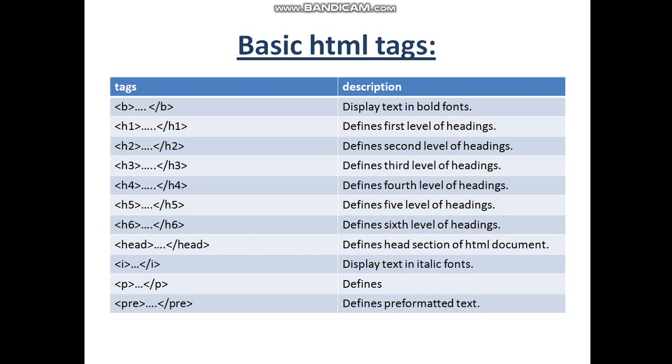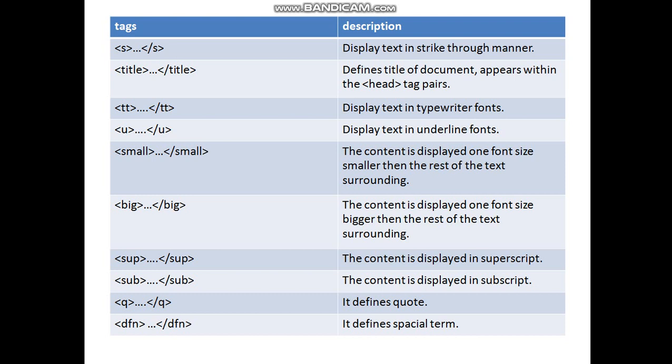Now head tag and end of head tag, it defines the head section of an HTML document. i tag displays the text in italic fonts. Paragraph tag defines any sentence or any line. Pre tag defines pre-formatted text. s displays the text in a strike through manner as we saw in the above example. Title tag defines the title of the document, appears within the head tag pair only. tt displays typewriter fonts.